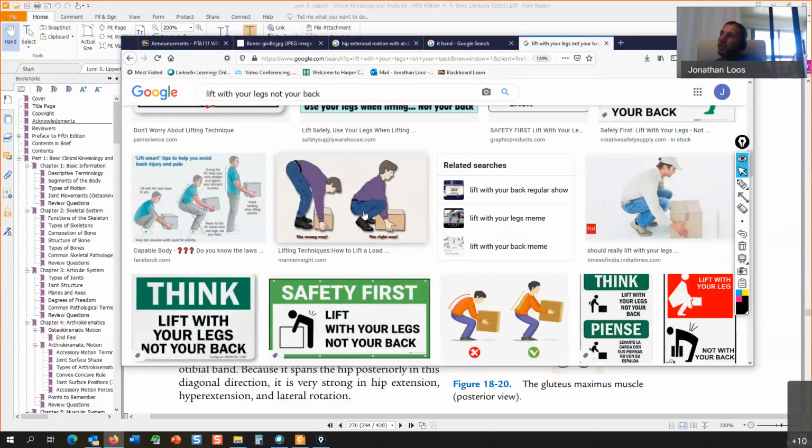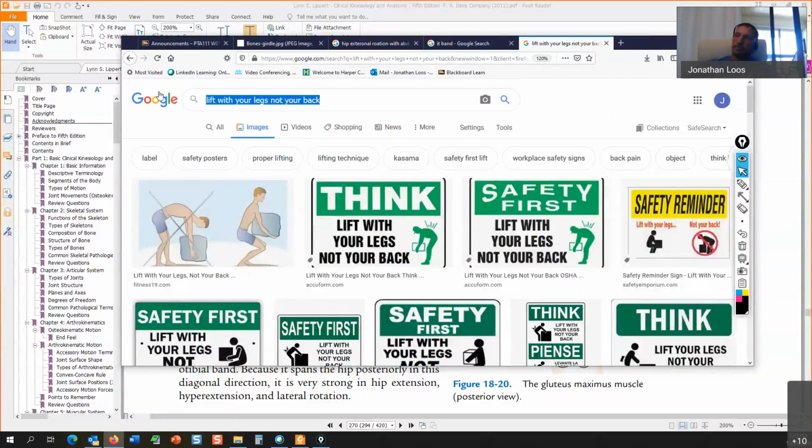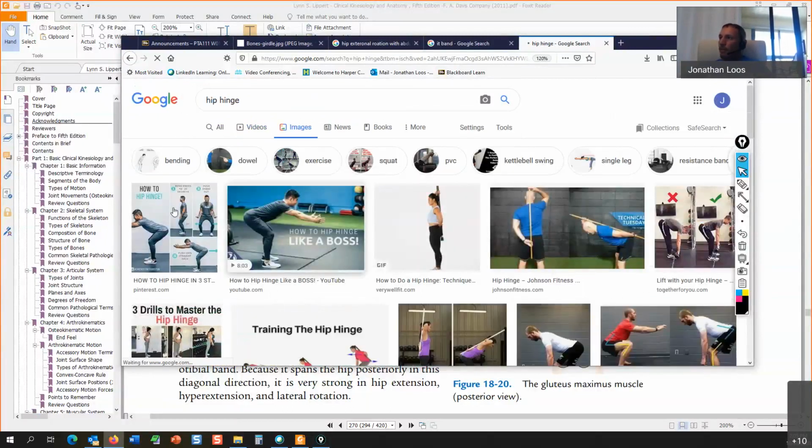These are horrible because when they say lift with your back, not with your hips, or lift with your legs, what they mean really, when you're looking at appropriate lift, this is your biomechanically strongest position if you wanted to load through the posterior chain.